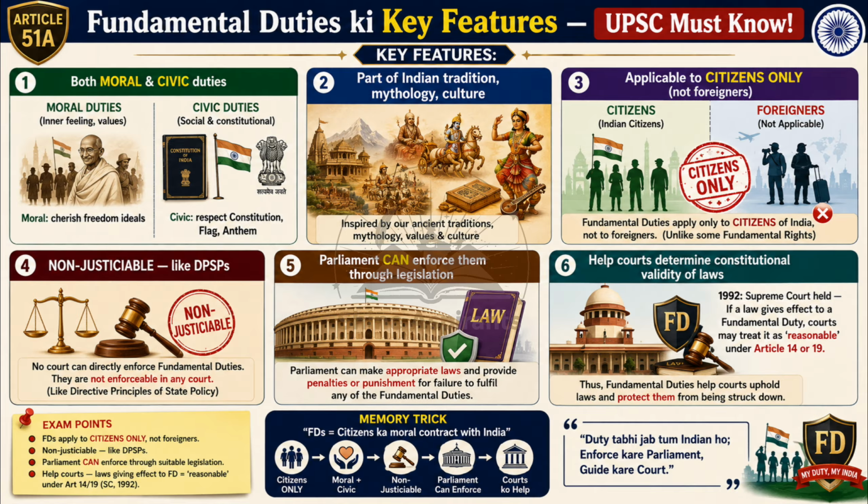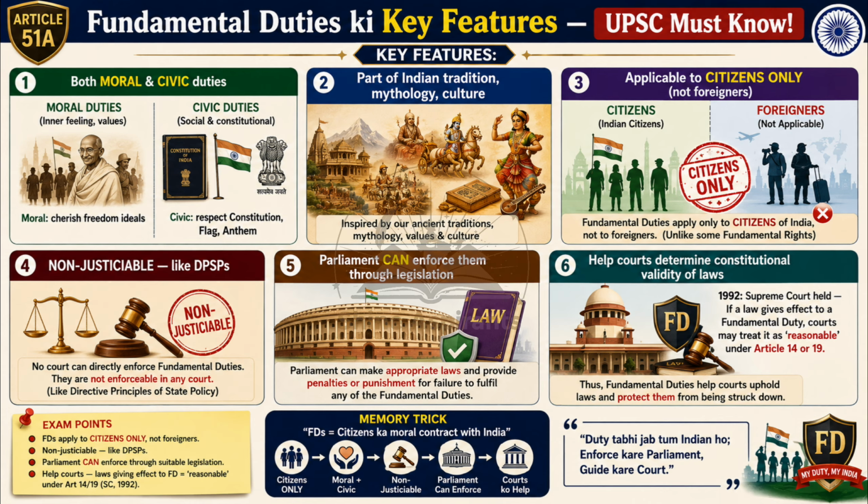The Constitution does not provide for their direct enforcement by courts. There is no legal sanction against their violation. Feature 5. Parliament can enforce. However, non-justiciable does not mean completely unenforceable. Parliament is free to enforce fundamental duties by passing suitable legislation. Parliament may impose appropriate penalty or punishment for failure to fulfill any of them.